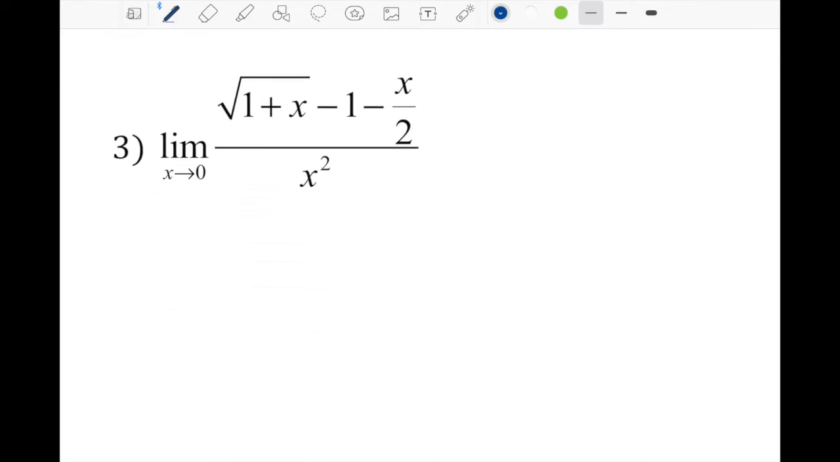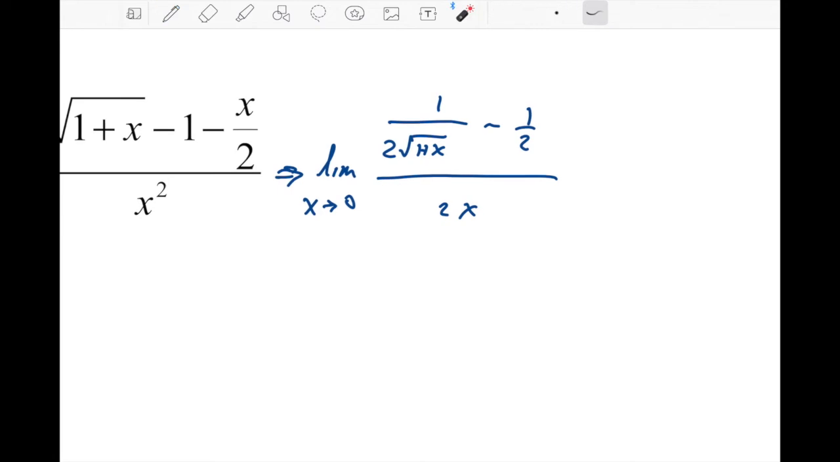Next up, we've got this monster. Well, if we direct substitute, we're going to have the square root of 1 minus 1 minus 0 over 2, so that is 0, all over 0 squared. Okay, so the whole thing is 0 over 0. L'Hôpital's rule. We're going to take the limits as x approaches 0. Now, the derivative of the top is 1 over 2 square root 1 plus x minus 1/2, all over 2x. So now that we've applied L'Hôpital's rule, direct substitute, and we've got 1 over 2 square root 1, so that's just 1. So that's 1/2 subtract 1/2, which is still 0 over 0. Oh, 0 over 0.